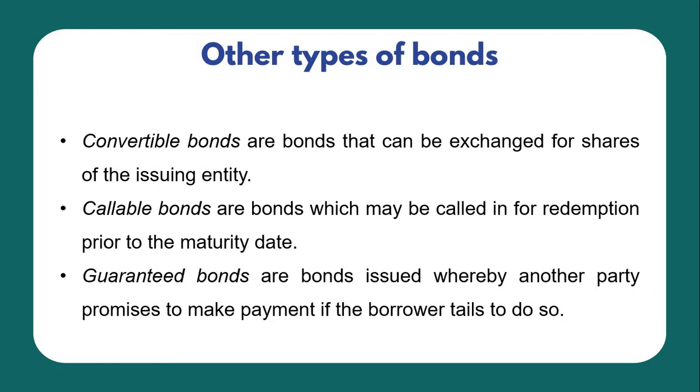Next is callable bonds. These are bonds which may be called in for redemption prior to maturity. Right? A bond has a specific maturity date. However, sometimes there are bonds which, prior to maturity, can be taken back or redeemed. It's either at the discretion of the issuing corporation or at the discretion of the bondholder. So that is callable bonds, meaning they are pulled out before maturity.